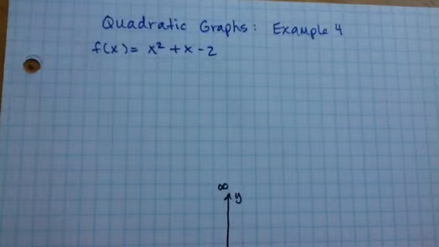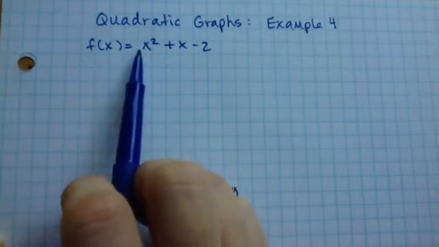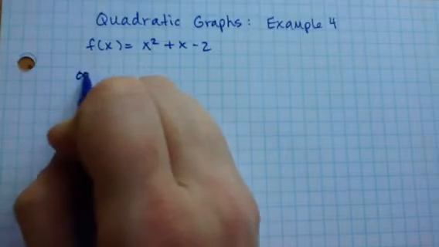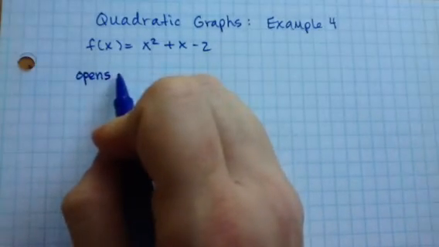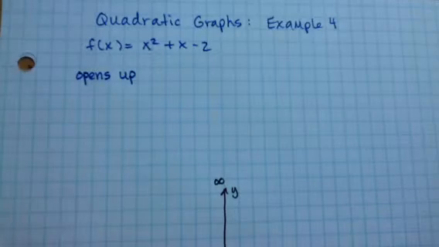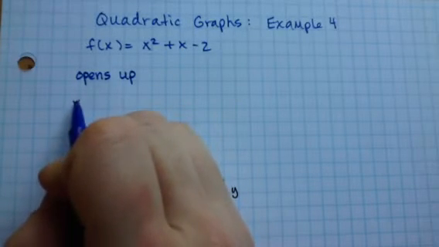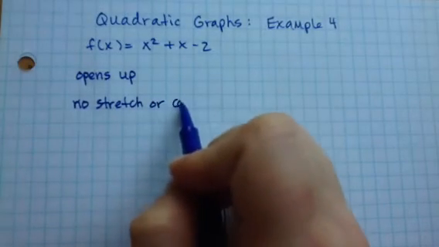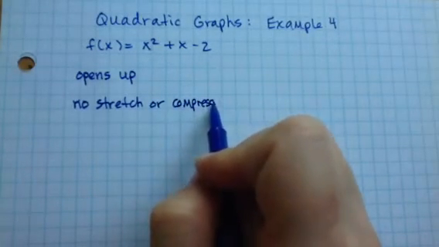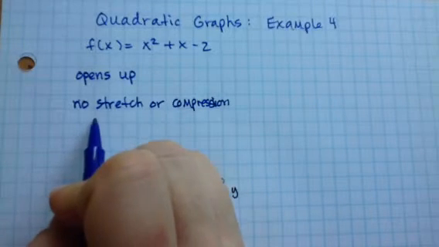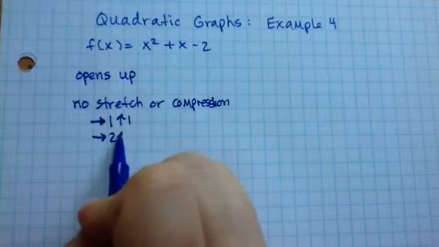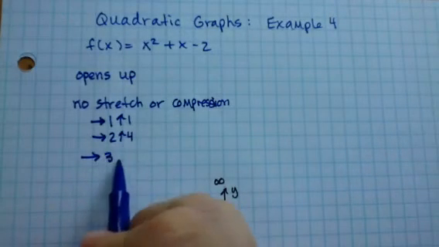Let's look at one more example of graphing quadratic functions. I want to start by looking at the leading coefficient. Since it is 1 and not negative, that tells me that the graph is going to open up, and there's also going to be no stretch or compression because the leading coefficient is just a 1. So that tells me when I graph it, I will go from the vertex over 1 and up 1, over 2 and up 4, over 3 and up 9.